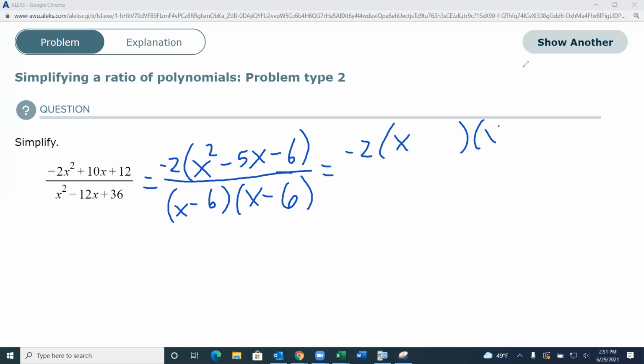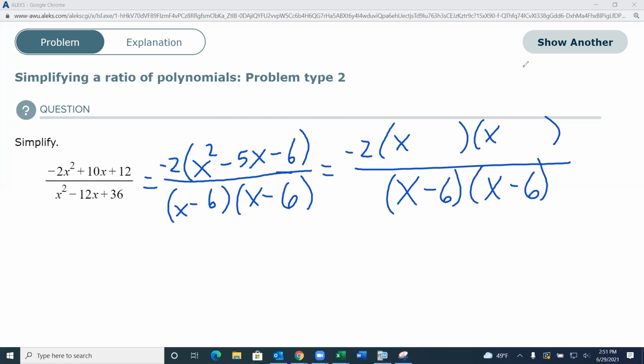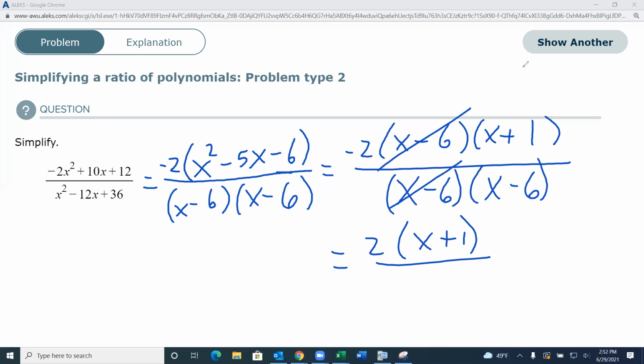And then when I factor that resultant trinomial, I'm going to get -6 and +1, I think. That'll multiply to -6 and add up to -5. Yeah. All right, so I can cancel those little guys, and here's my final answer. Bam, just like that.